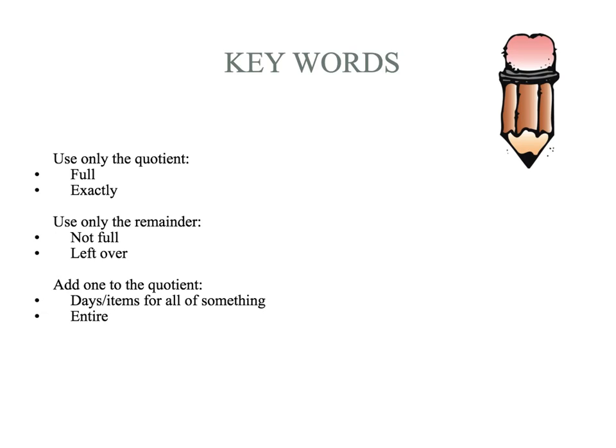Here are some key words. When you are only using the quotient, some words that would be in the question will be full and exactly. When you are only needing to use the remainder, words would be not full or left over. And when you are adding 1 to the quotient, some examples might say days or items for all of something or entire. Now pause the video since you see the pencil and take the notes that are on this slide.